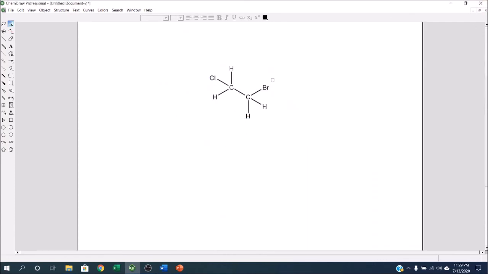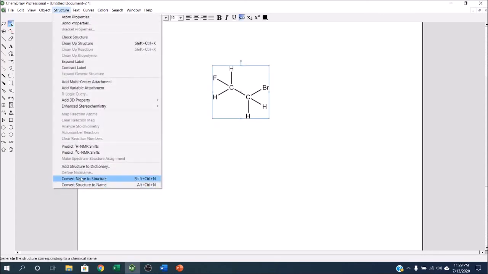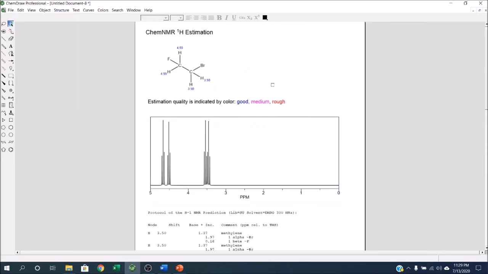Fluorines are interesting. So instead of a chlorine and a bromine, let's do a bromine and a fluorine right there. And we can now predict the shift values for there. And notice how fluorine causes these values to get quite a bit higher, and that's because of the very high electronegativity of the fluorine.